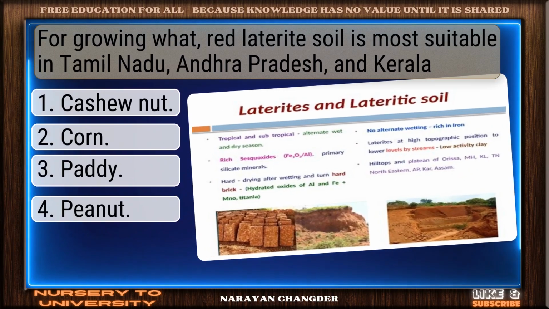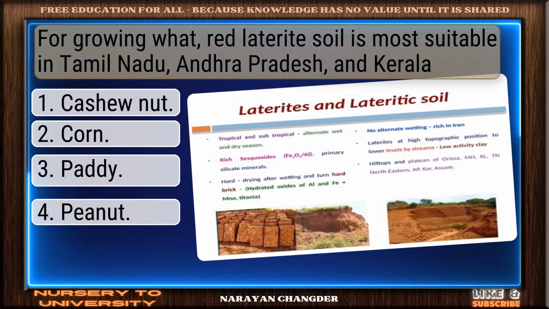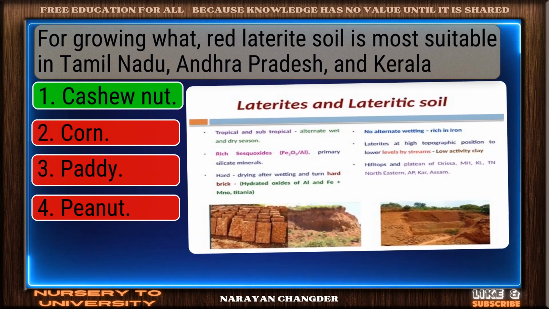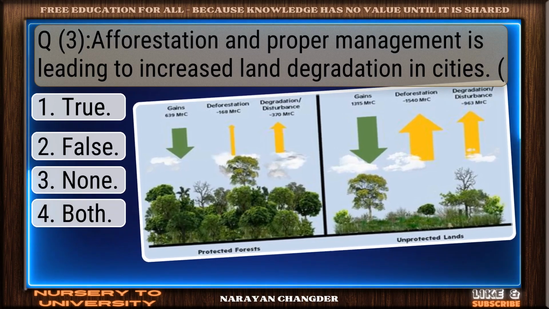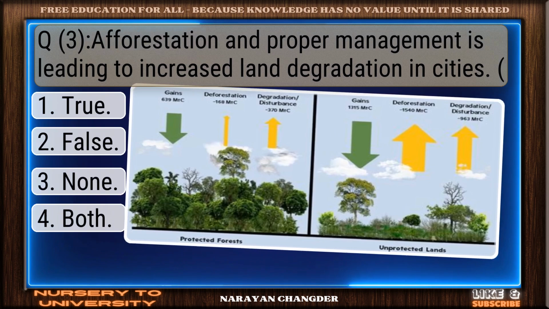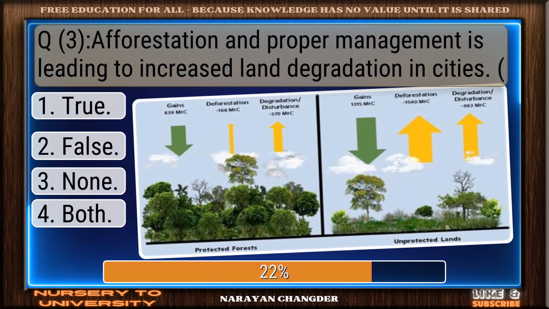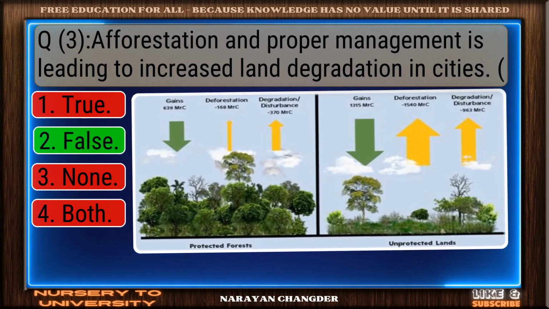For growing what? Red laterite soil is most suitable in Tamil Nadu, Andhra Pradesh, and Kerala. Solid response. Cashew nut is valid. Afforestation and proper management is leading to increased land degradation in cities. You're right. False is correct.